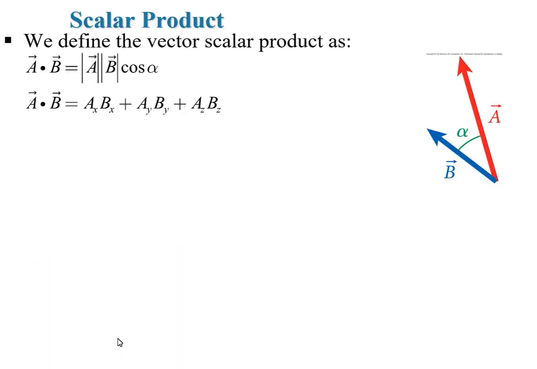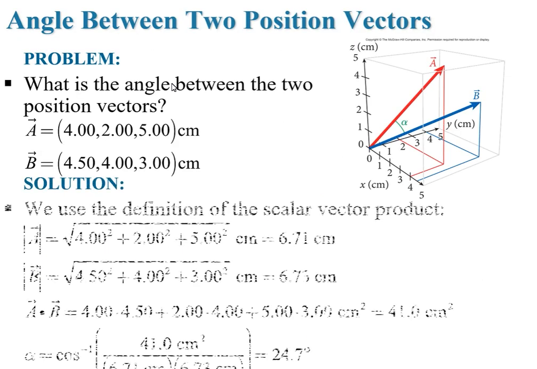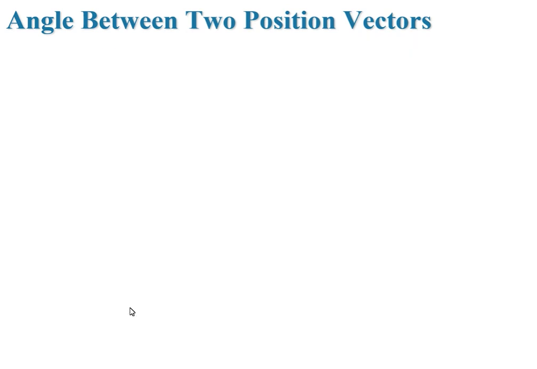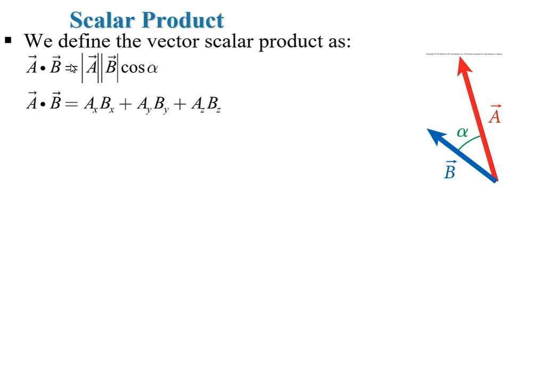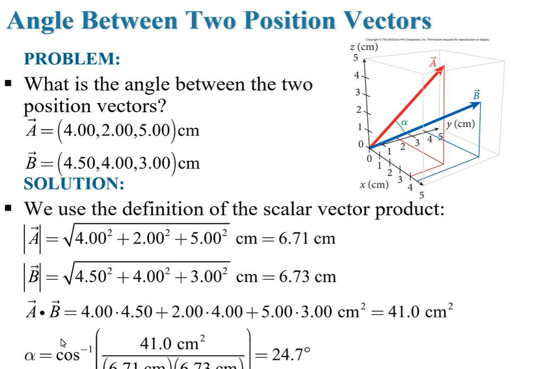We have the magnitude of A, the magnitude of B, and cosine of the angle. We got the magnitude of A and the magnitude of B. Since on the right side of the equation we have the dot product, we take the dot product of the two. Multiply the x components, 4 times 4.5, plus the y components, 2 times 4, plus the z components, 5 times 3. That is equal to 41.0 cm squared.